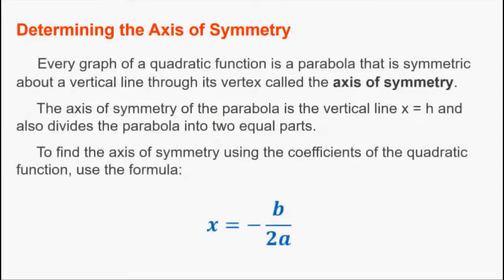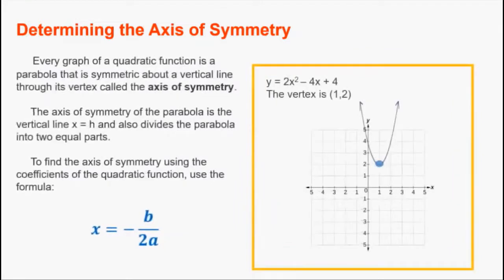Kaya naman, to find the axis of symmetry using the coefficients of the quadratic function, we use the formula x is equal to negative b over 2a. Katulad lang ito ng formula natin sa pagkuha ng h o ng x-coordinate. Halimbawa, ito ang graph ng ating function kanina na y is equal to 2x squared minus 4x plus 4. Ito naman ang kanyang axis of symmetry. Ito ay dumadaan sa vertex na may coordinate na (1, 2).